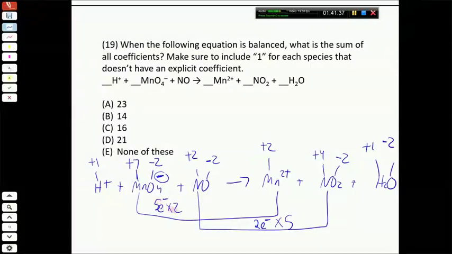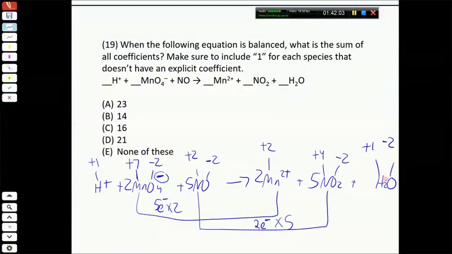And so that means we're going to add coefficients of 2 in front of permanganate and manganese 2+, coefficients of 2 to ensure that that's a 10 electron process. And then because we had to multiply this by 5, that means we need coefficients of 5 in front of NO and NO2. Now once we set those coefficients, we don't want to touch them anymore because we've balanced the number of electrons, and anything that we do to those coefficients is going to throw those electrons off balance.